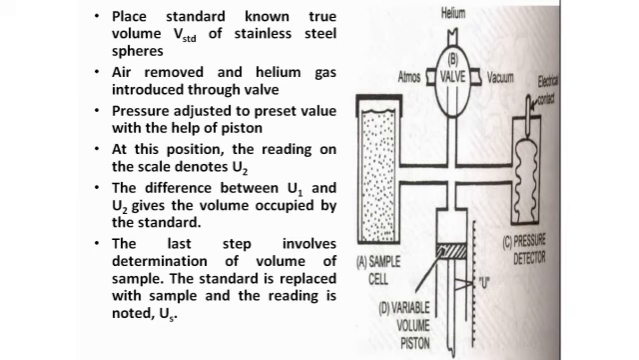At the last step, this involves determination of the volume of the sample. So the standard is now replaced with the sample. Now the stainless steel sphere will be removed or taken out. Now you are going to put the powder drug here. Again push it, you will get the reading. You have set the pressure up to 30 psi and you have got some reading. Suppose this is US, the reading after putting the sample to get a pressure of 30 psi, right?